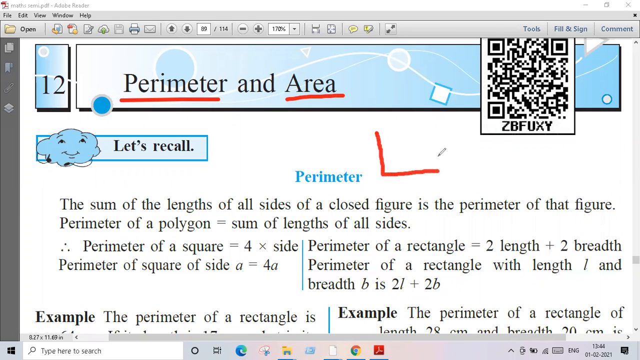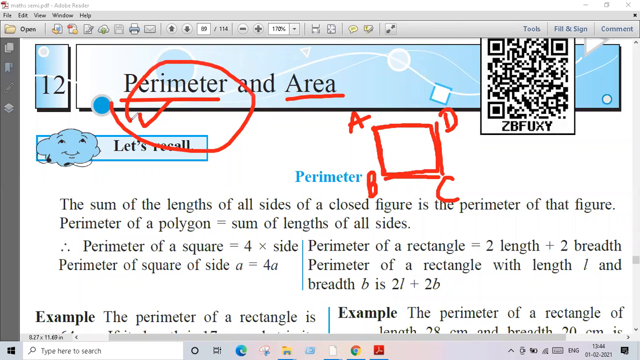Suppose this is your quadrilateral, any quadrilateral. Suppose this is your quadrilateral ABCD. So if I want to find out the perimeter, जर मला perimeter find out करायचं आहे, I have to measure the length of AB plus BC plus CD plus AD. If we measure these lengths AB, BC, CD and AD, then that is the perimeter.